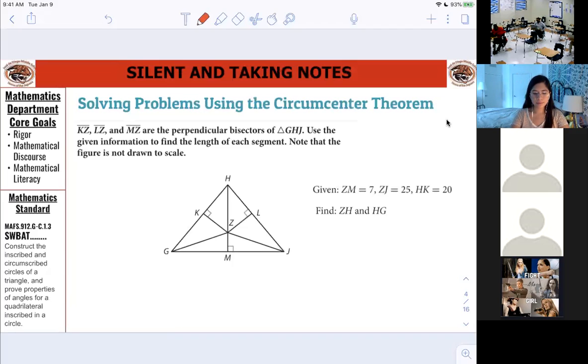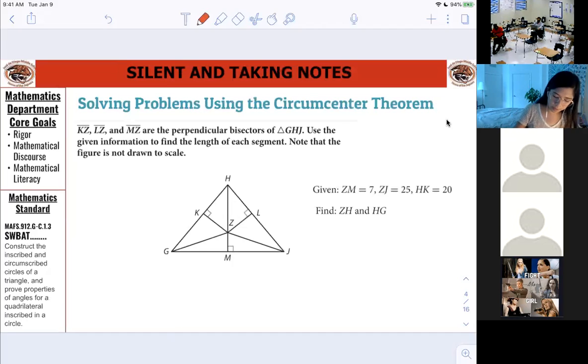Line KZ, line LZ, and line MZ are perpendicular bisectors of triangle GHJ. Use the given information to find the length of each segment. Note that the figure is not drawn to scale. Do I read the given part too? Yes, please. Given ZM equals 7, ZJ equals 25, HK equals 20. Find ZH and HG.